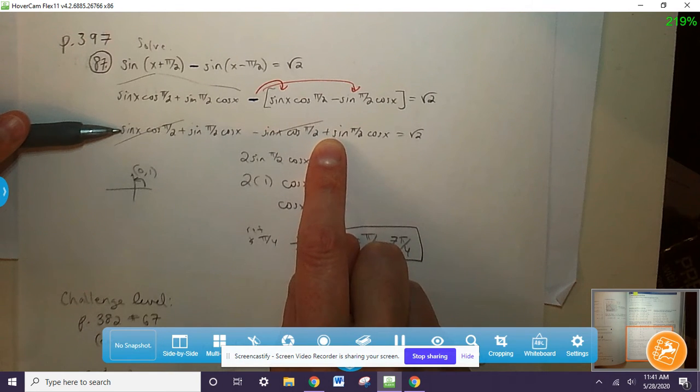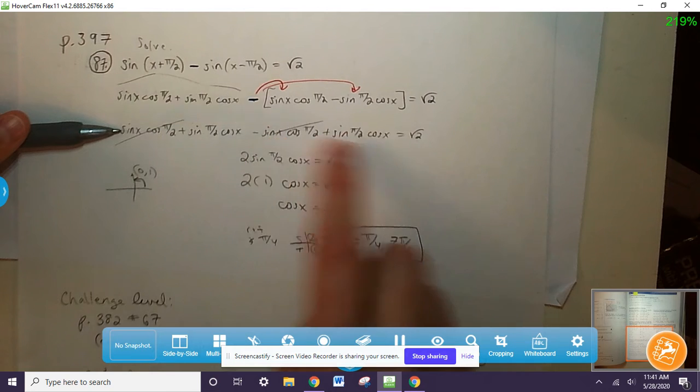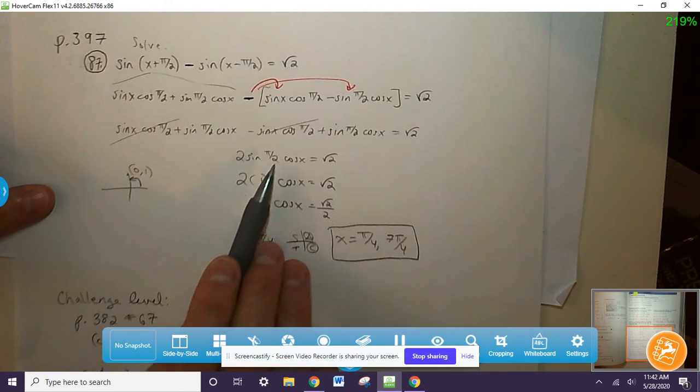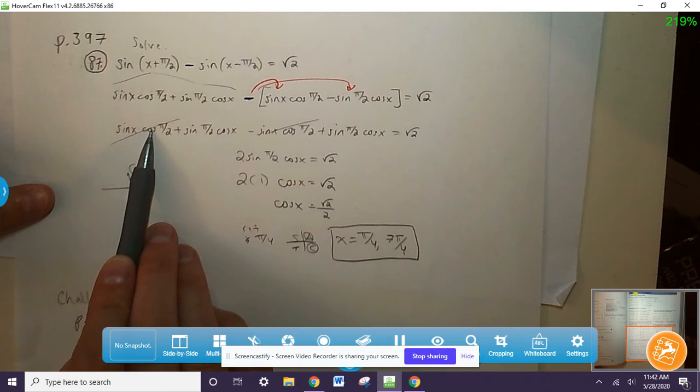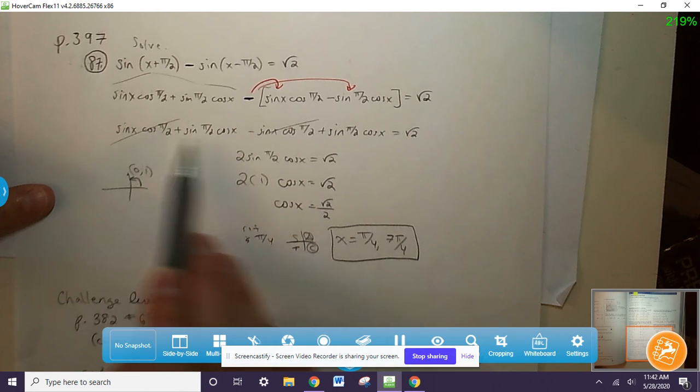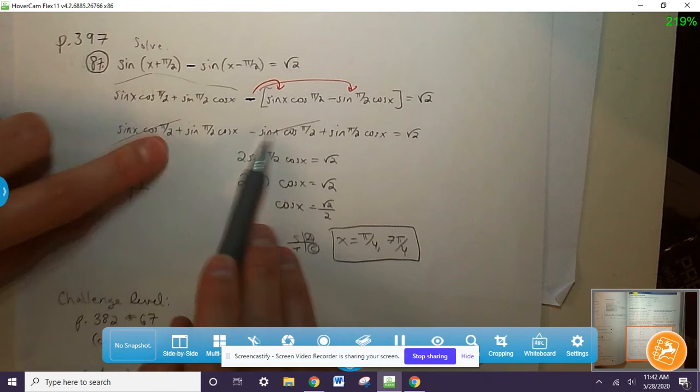And then I personally like to cancel and combine terms before evaluating. But the sine of pi over 2 is 1. That's pretty nice. So it probably would have been okay if I had evaluated first. And cosine of pi over 2, by the way, is 0. So this would have canceled anyway, even if you didn't realize the terms were opposite.